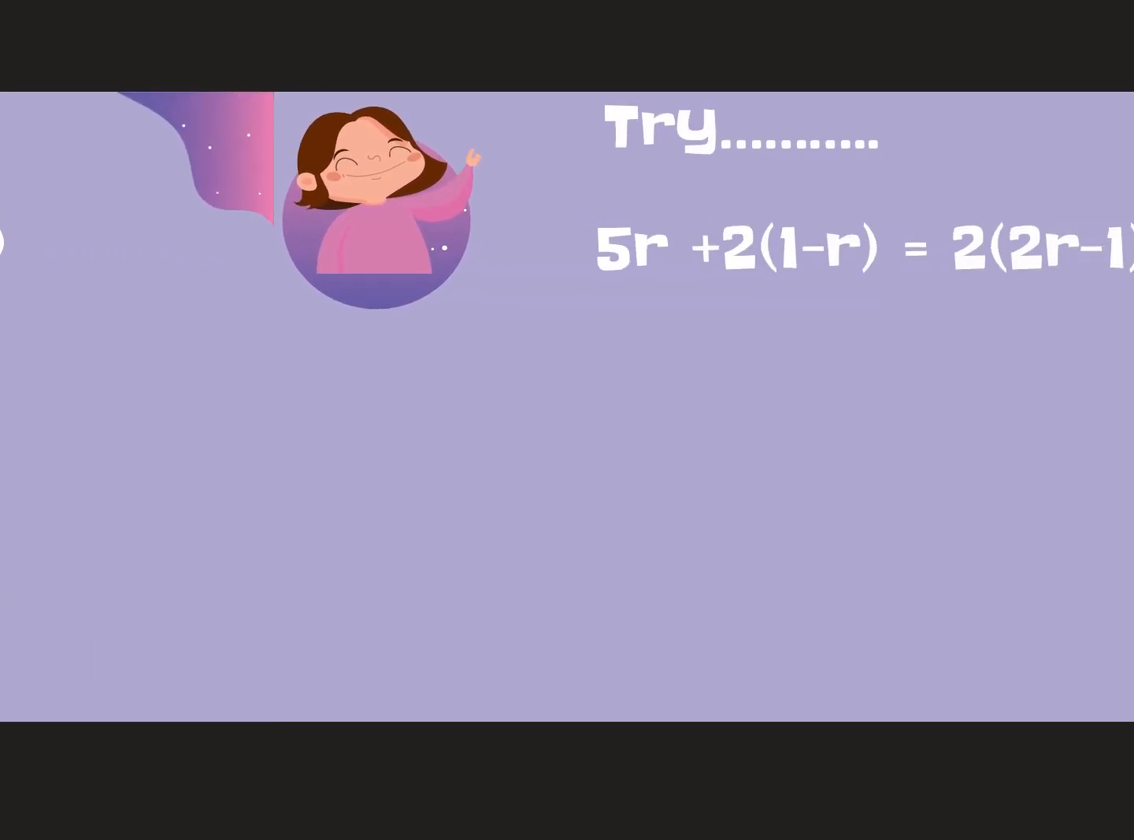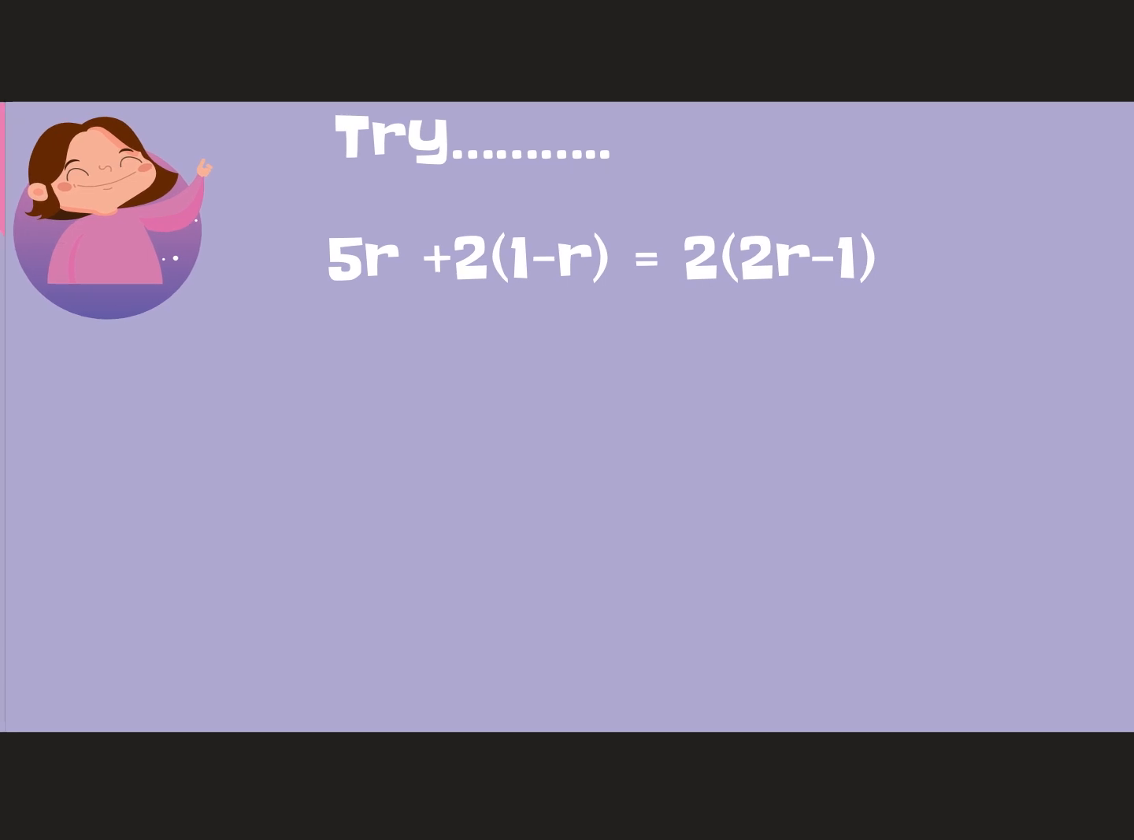All right. And for the last problem, I want you to try this one on your own. So you have 5r plus 2 times 1 minus r is equal to 2 times 2r minus 1. All right, so let's take a look at it. So the first thing I'm going to do is distribute. I'm going to have to do that on both sides. So I have 5r plus 2 minus 2r is equal to 4r minus 2. I have 3r because I'm combining my 5r and my negative 2r. So that's going to give me 3r plus 2 is equal to 4r minus 2.